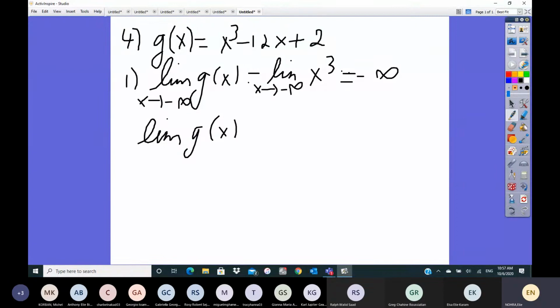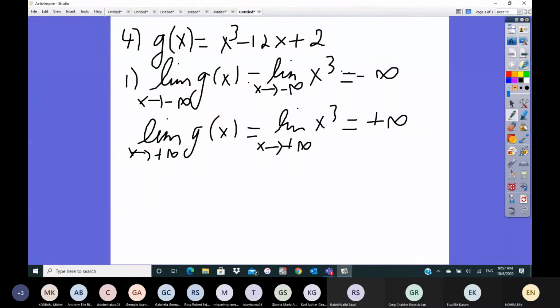Limit of g of x when x tends to plus infinity. It's the limit of x cubed, which is also plus infinity. It's very easy. This is why I didn't specify a question specifically for the limits. Now we move on to g prime of x, which is 3x squared minus 12.